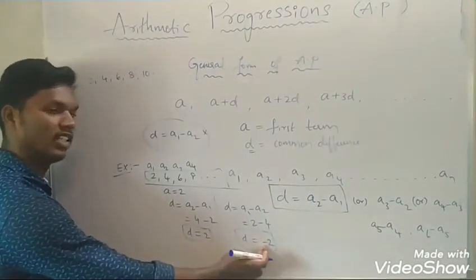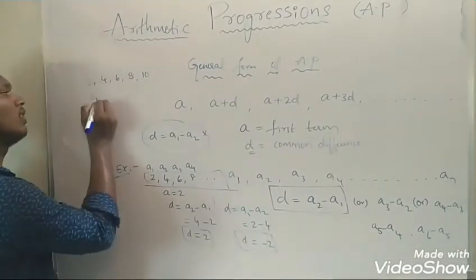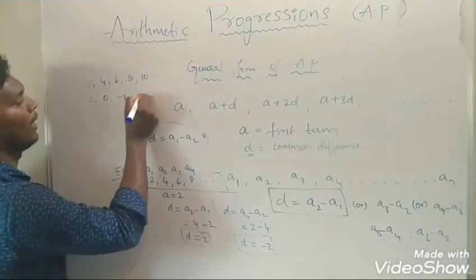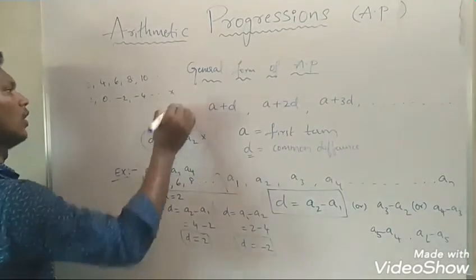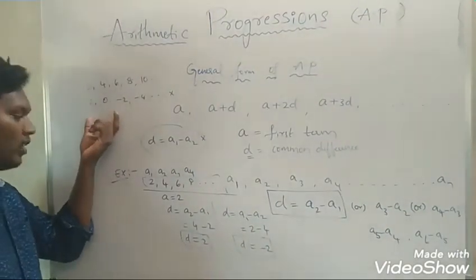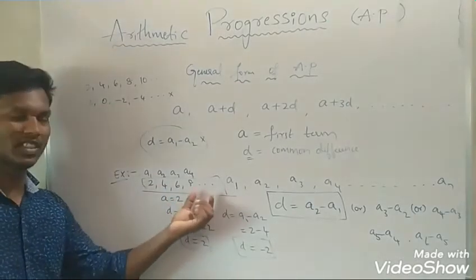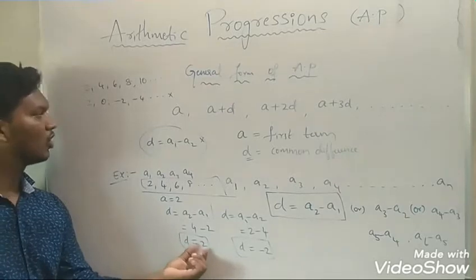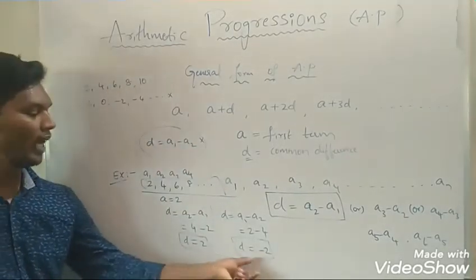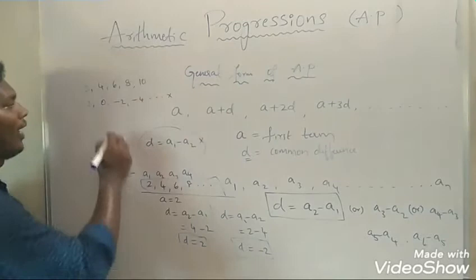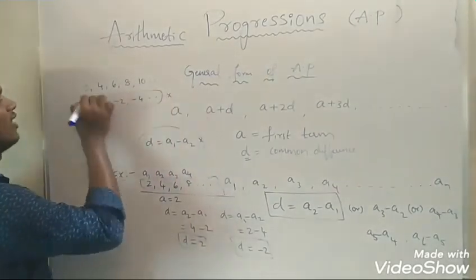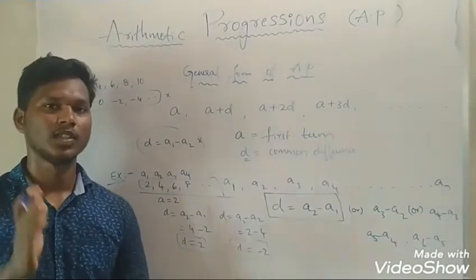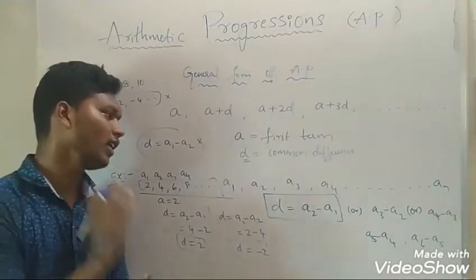When I consider d equal to minus 2 and the first term 2, 2 minus 2 is 0, and 0 minus 2 is minus 2, and minus 4. So, friends, I got different values. He has given 2, 4, 6 as an arithmetic progression. So I am checking here: when d is equal to 2, I got the exact one. When d is equal to minus 2, I got the wrong arithmetic progression. So remember, friends, always subtract the lowest term from the highest term.